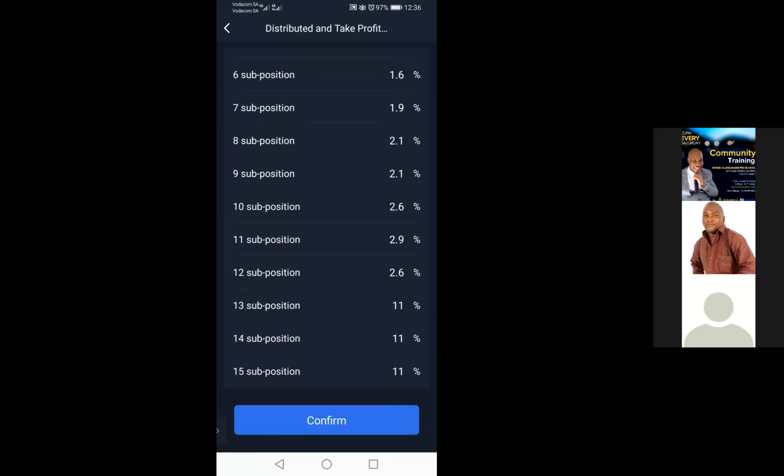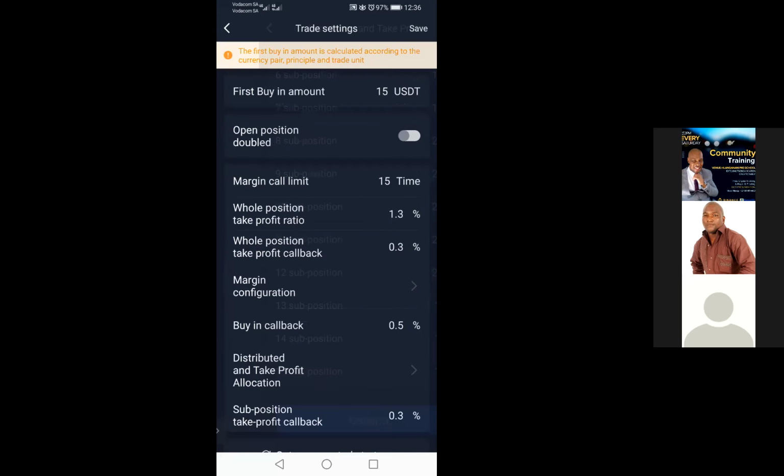You confirm. And then always now I can say, oh, okay, open position doubled. We don't touch it because if we activate it, it will double all the amounts, you see. So okay. Yes, instead of buying with $15, it will go into the market with $30. And that is something that we may not have budget for.